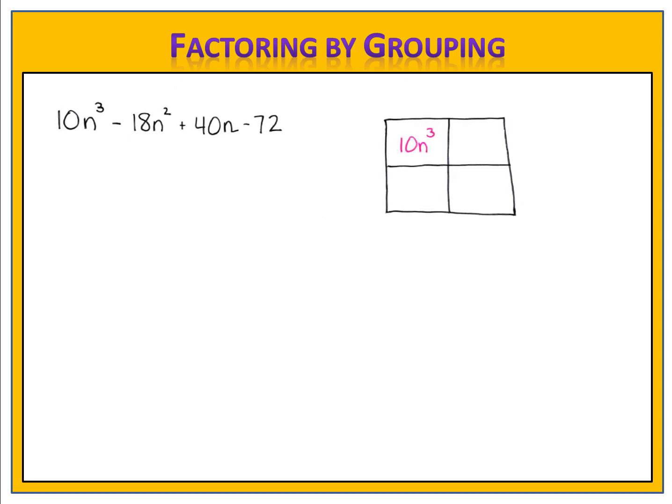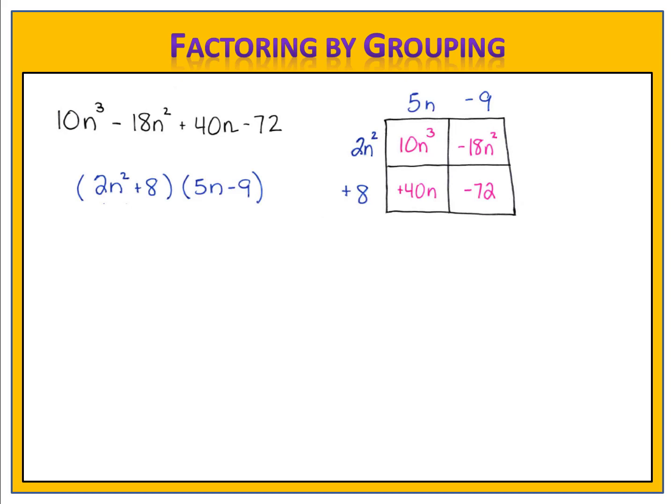The first option would be to do as we've always done and go right to the grid, writing the terms 10n to the third minus 18n to the second plus 40n minus 72 in the grid. Now we follow the same process we've followed for every problem so far. We look for the greatest common factor across the top row, 2n to the second, and now we use multiplication to fill in the terms around the grid. We check the last terms, minus 9 times positive 8, to make sure it equals what we have in the last box, negative 72.